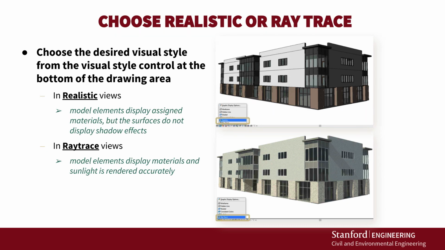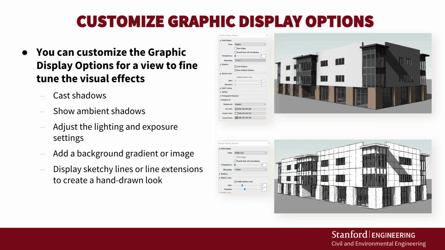excessive graphics processing. Finally, let's look at how you can customize any of the different visual styles using graphic display options. If you open the Graphic Display Options dialog, which is available at the top of the Visual Styles control, a dialog appears which lets you make many choices. You can turn on casting shadows or perhaps showing ambient shadows in your model. You can also adjust the lighting and exposure settings for the view. Finally, you can also add a background or gradient image to the view, as is illustrated in the upper view.